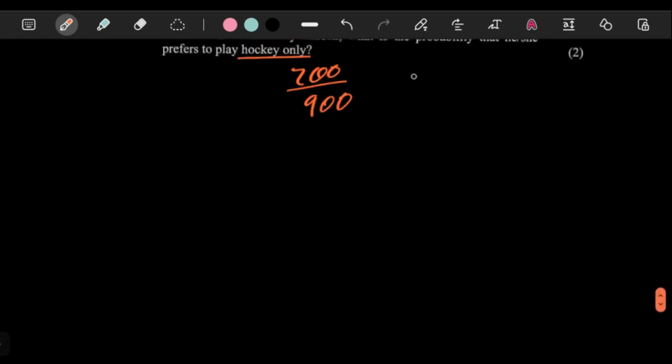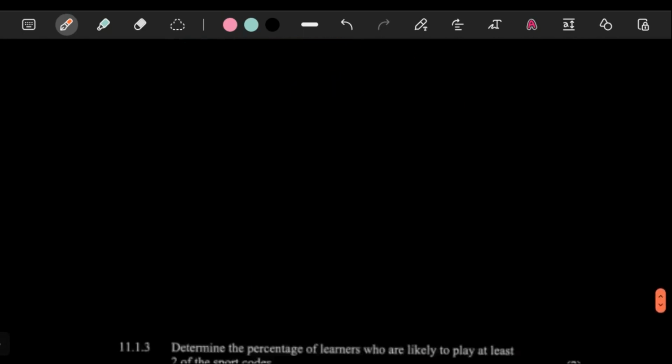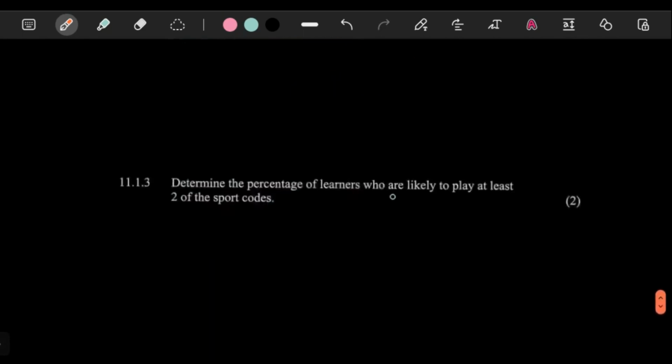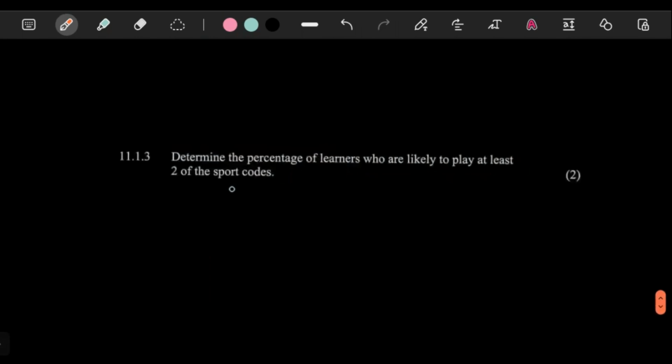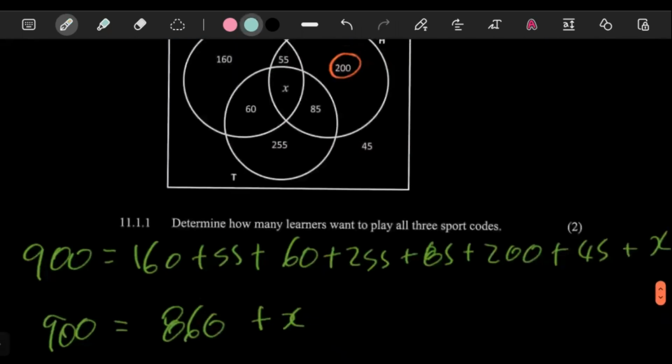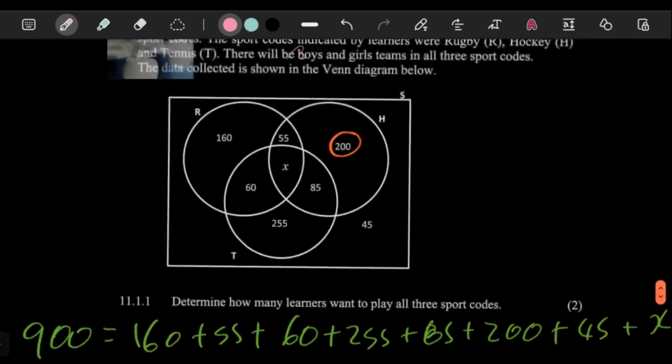So this is just going to be 2/9. And then determine the percentage of learners who are likely to play at least 2 of the sports. So people that are likely to play at least 2. At least 2 refers to these people here, and including these ones, and including these ones. These only play 1, these only play 1, these only play 1, these play none.